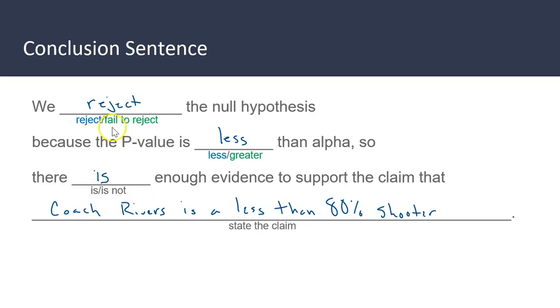All right, I put these colors up here because if you're writing the word reject, then P has to be less than. If we're writing fail to reject, P has to be greater than. So the blue matches and the green matches. Okay, and then here, is or is not depends on where the claim is. Sometimes the claim is in the null hypothesis and sometimes the claim is in the alternative hypothesis. It just depends on how the question is written.